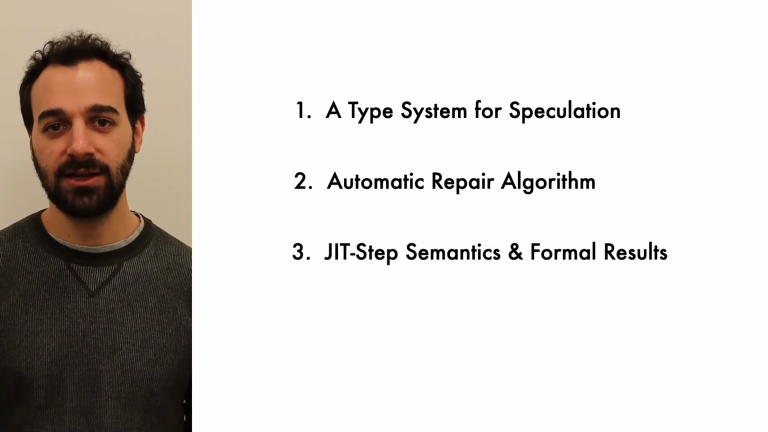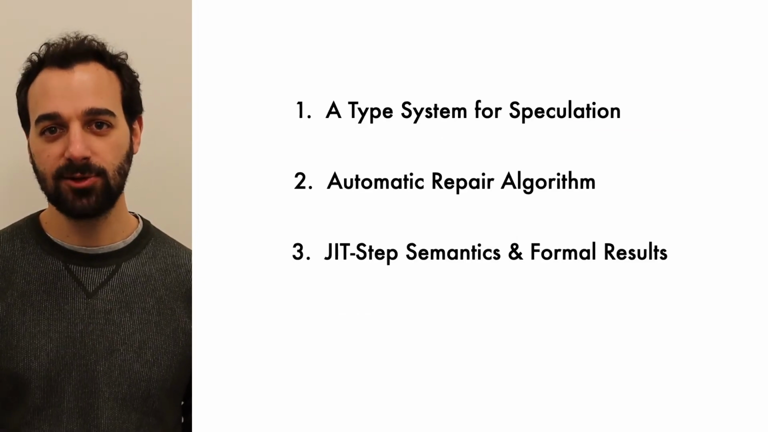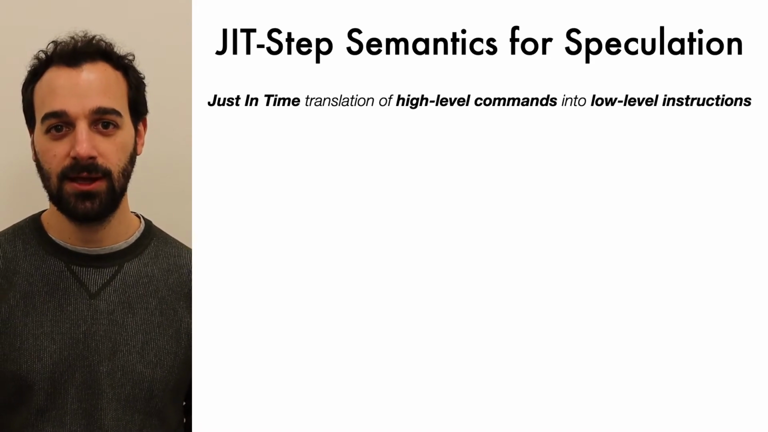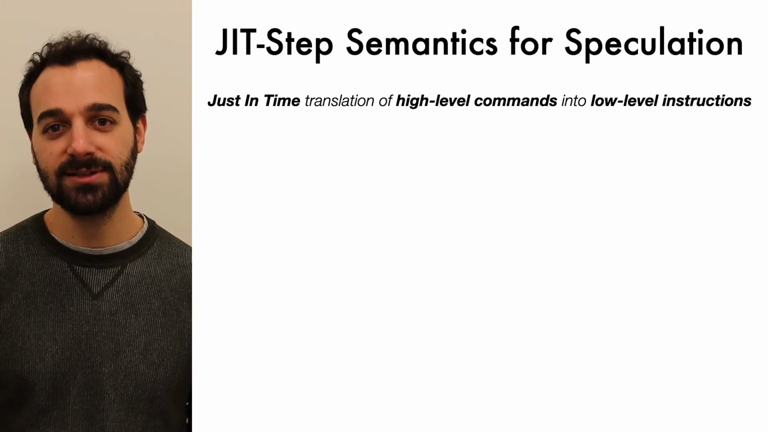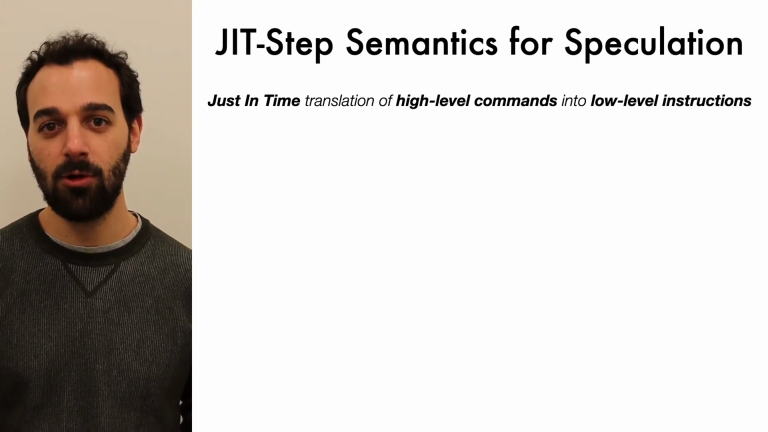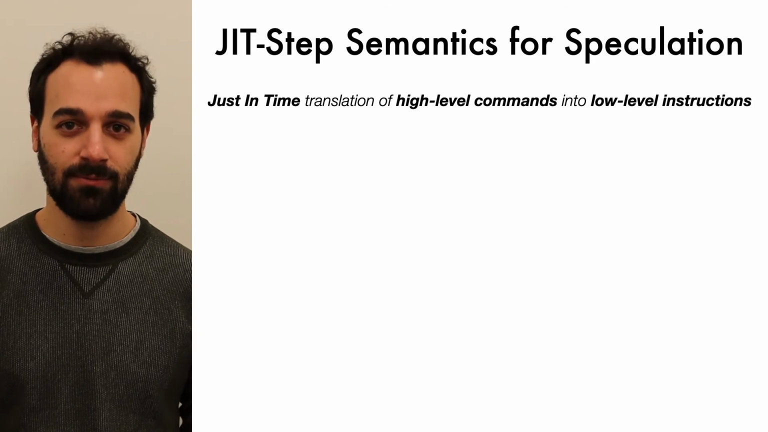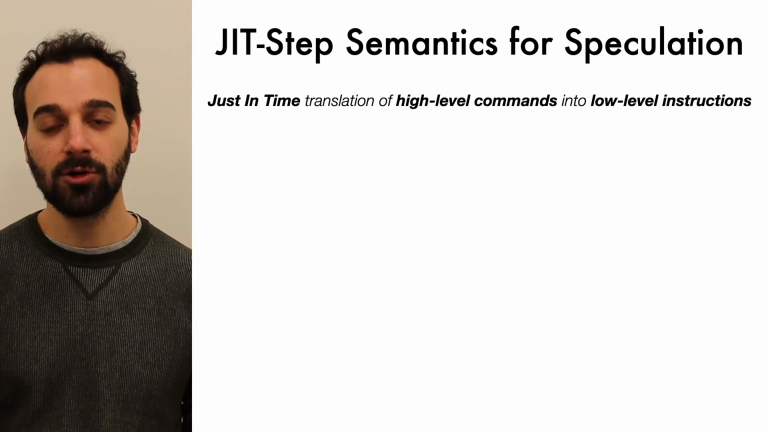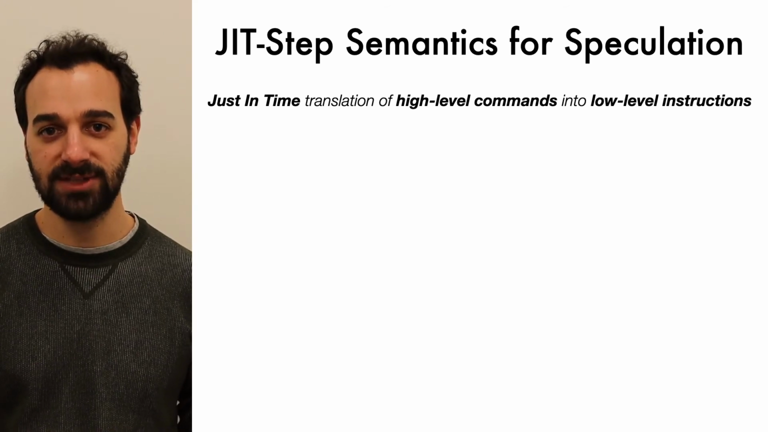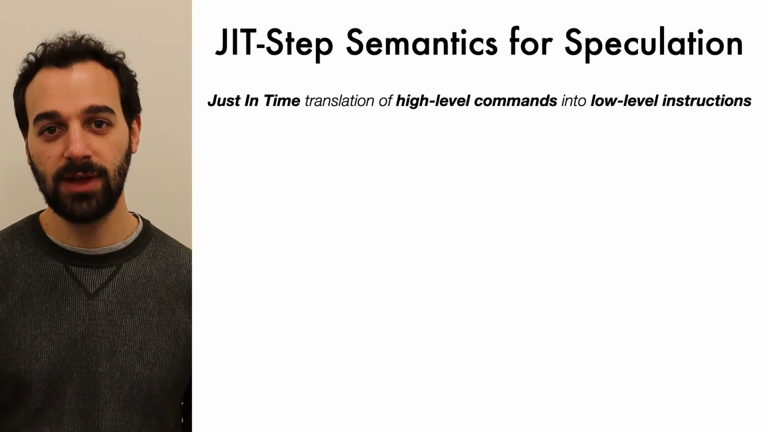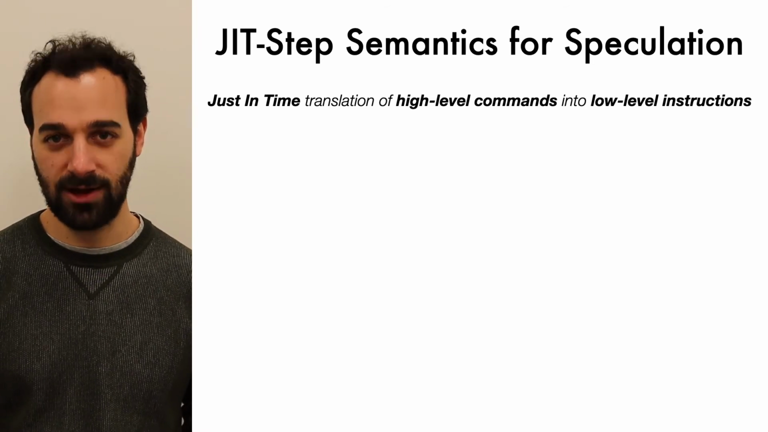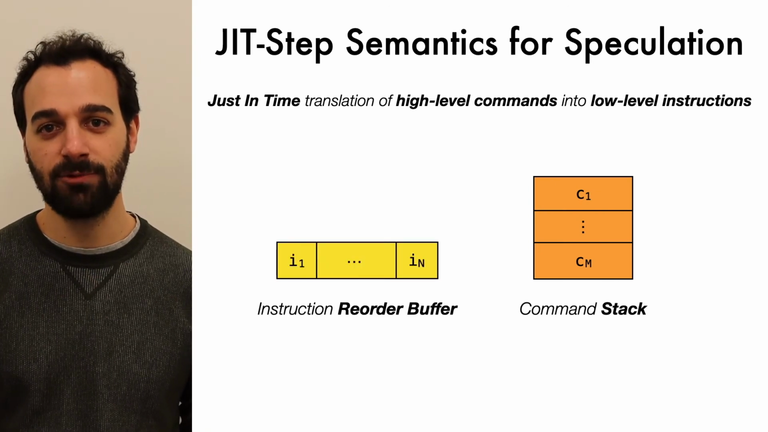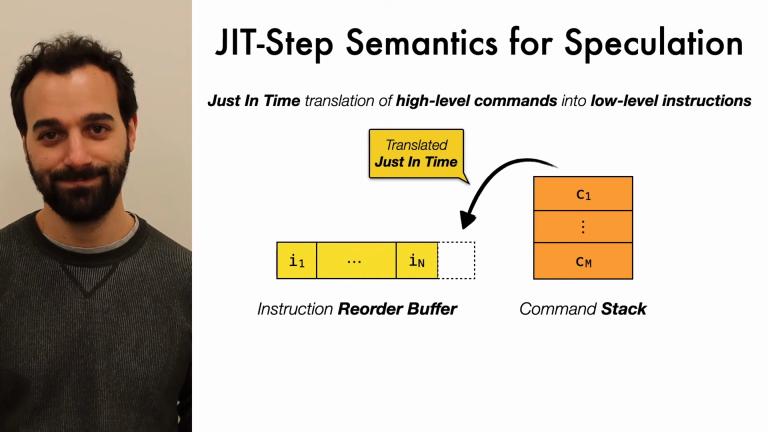Unlike previous semantics of speculative execution, our processor abstract machine does not operate directly on compiled assembly programs. Instead, our processor translates high-level commands into low-level instructions just in time. Individual commands are translated directly, while more complex commands are translated in multiple steps. To do that, the processor relies on two data structures, a stack of partially flattened commands, and a list of fetched instructions called the reorder buffer.